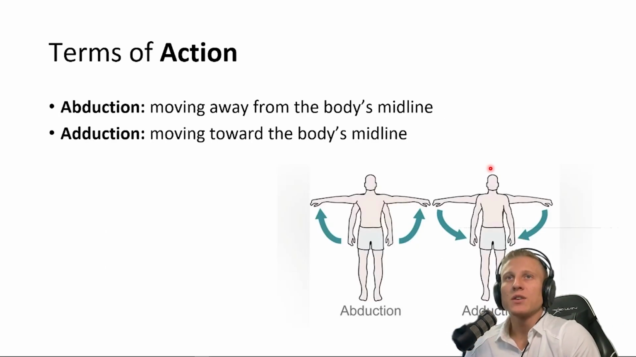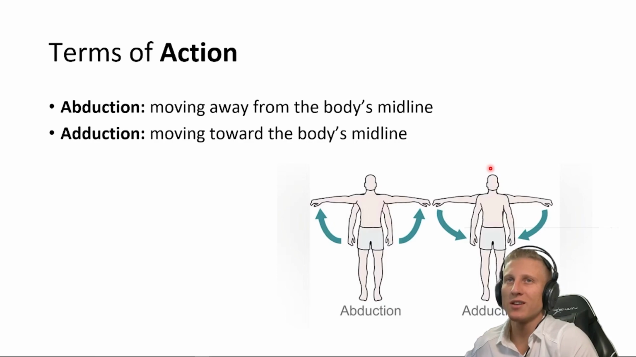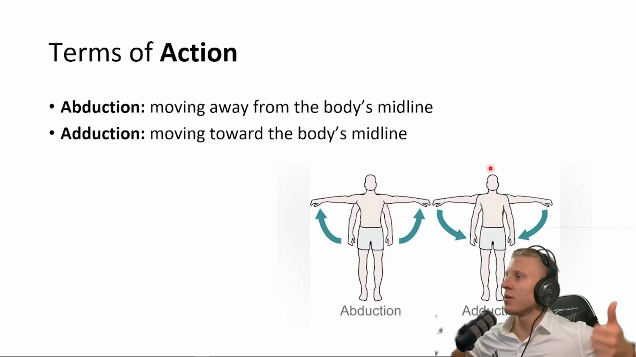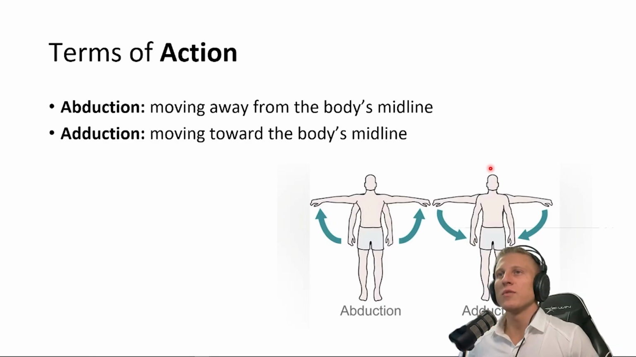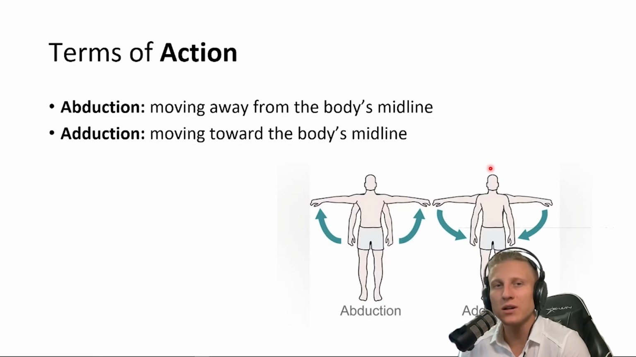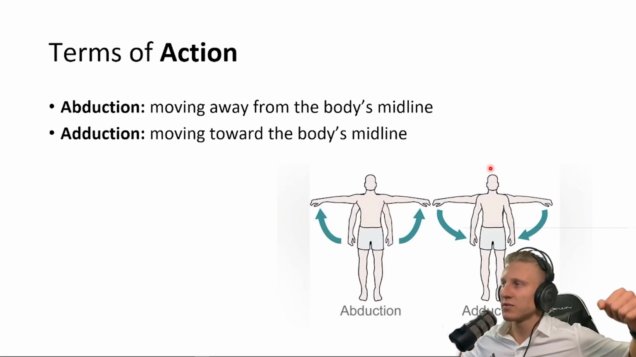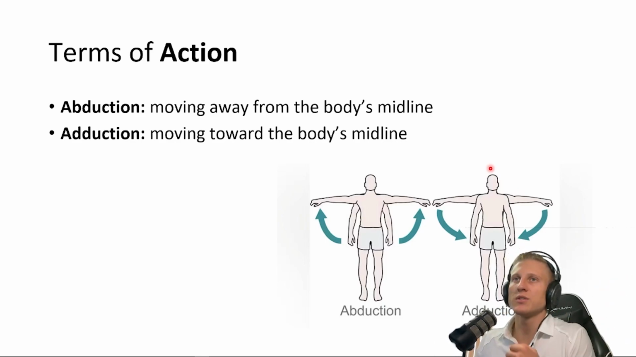Then we have abduction and adduction. Abduction: ab means away in Latin, so that is to move away from the midline. Think of almost flapping your wings, that upward motion out to the side, moving away from the center line of your body would be considered abduction. And then adduction: ad means to, towards, or near in Latin, so that is moving towards the midline. That would be the process of bringing your arms down closer to your side.